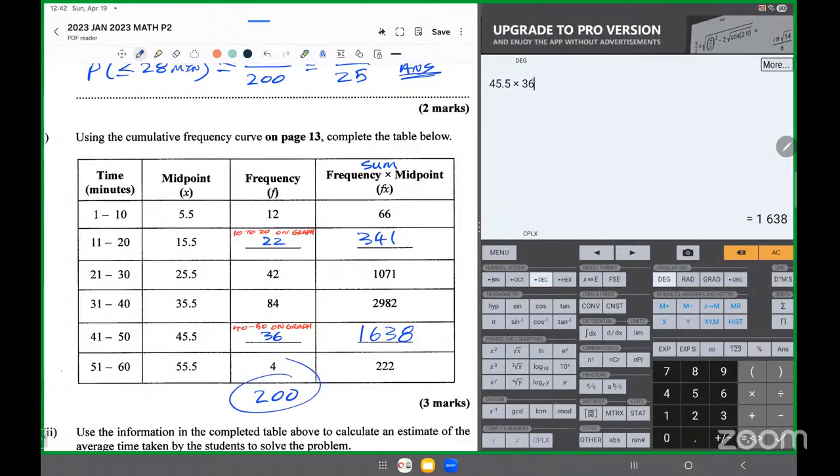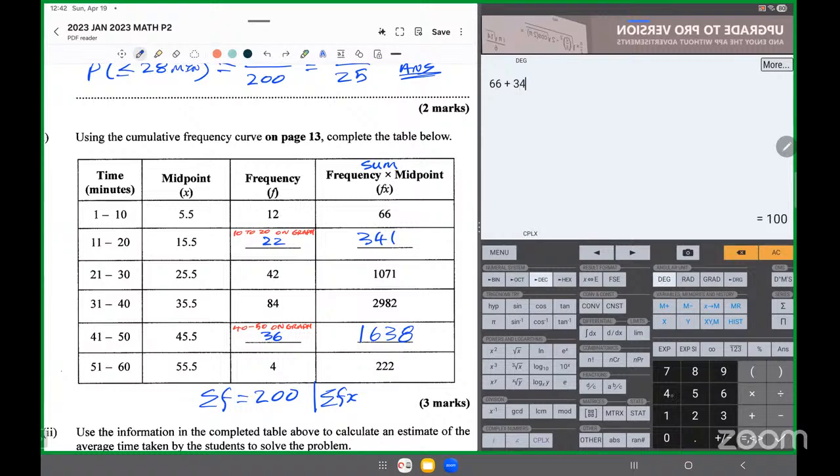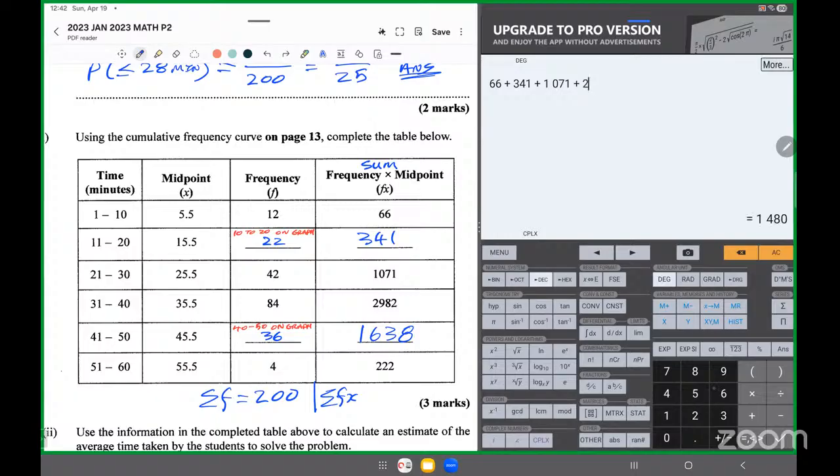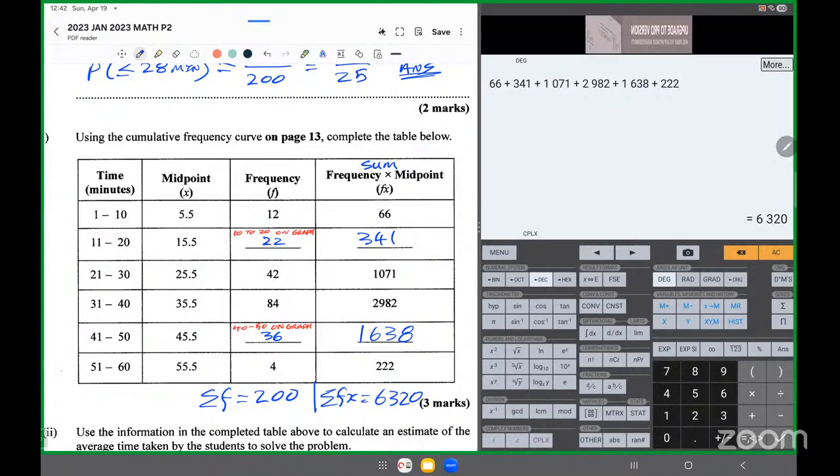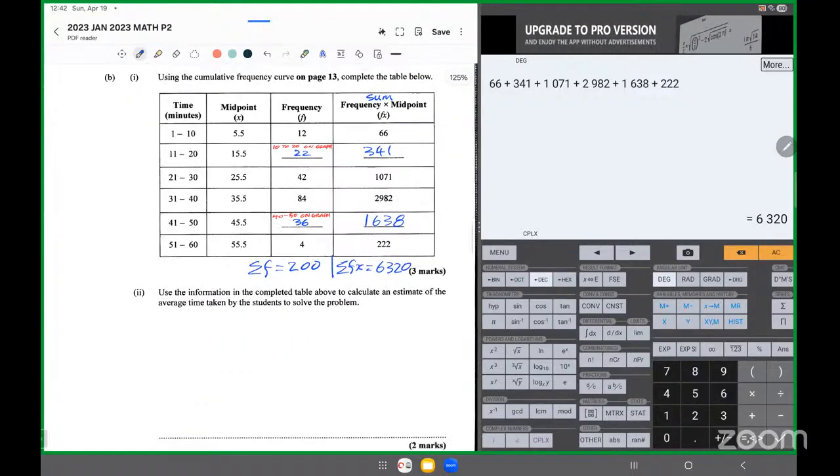Now we sum everything here. So this right here is the sum of F. And then we need the sum of Fx. Add up all of these values to get the sum of all the students' times. So it's 66 plus 341 plus 1071 plus 2982 plus 1638 plus 222. That's 6320, the sum of Fx. That's where I completed the table.